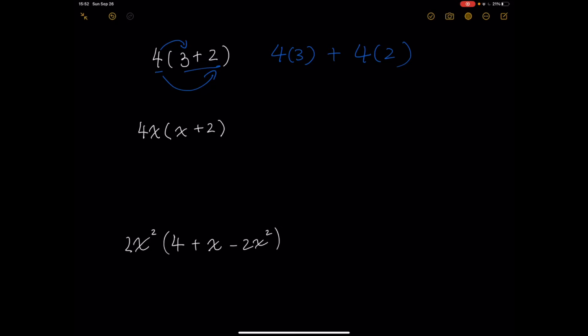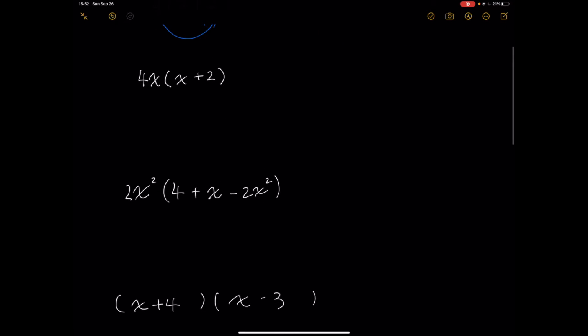So now if we try out with x involved, so we have 4x and x plus 2 inside the bracket. We spread the 4x to x and 2. So that will look like 4x squared plus 8x. And that's as simple as you can go.